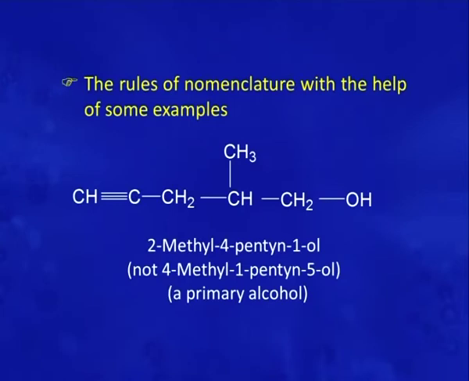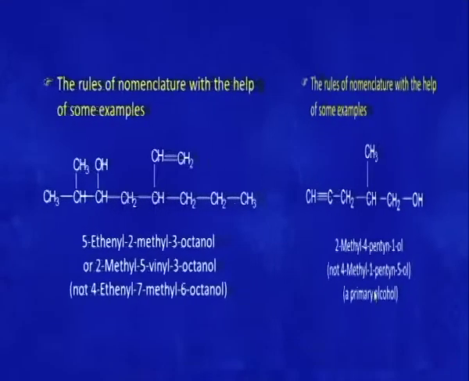In the next example, you can see that one side of the molecule has the hydroxy group and the other side has a triple bond. Again we know that triple bond does not take priority over hydroxy group, so we will number the molecule from this carbon. That is why the name given to the molecule is 2-methyl 4-pentyne 1-ol and not 4-methyl 1-pentyne 5-ol.